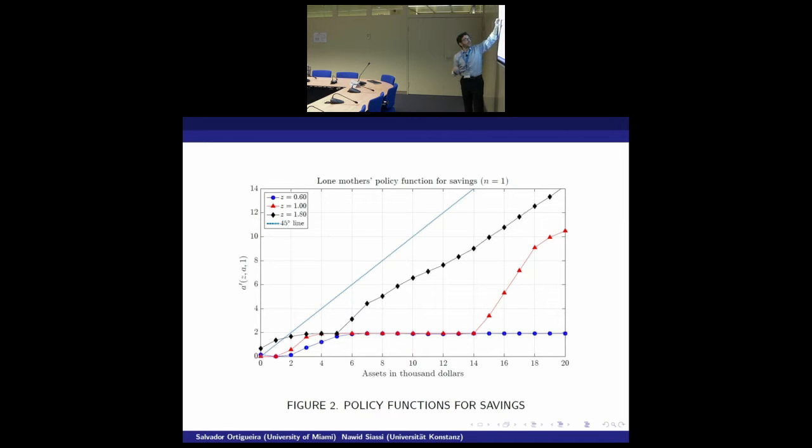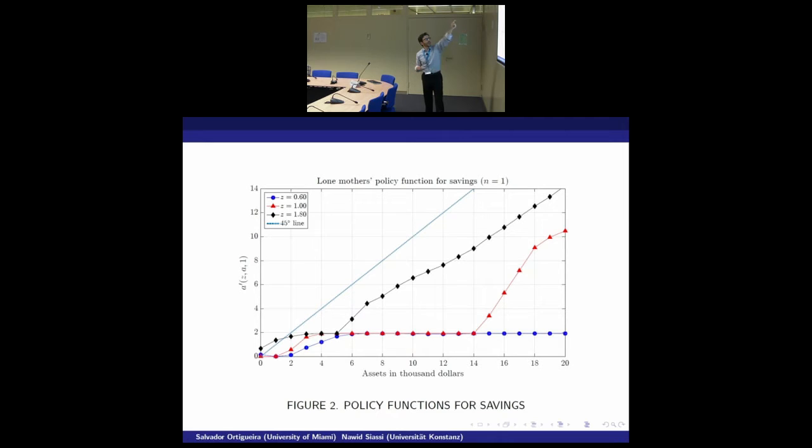So you can think of this as the assets I have today, and for different single mothers, depending on the number of children, the assets they choose to have next period. If they are above the 45-degree line, they are net savers. If they are below, they are net dissavers.